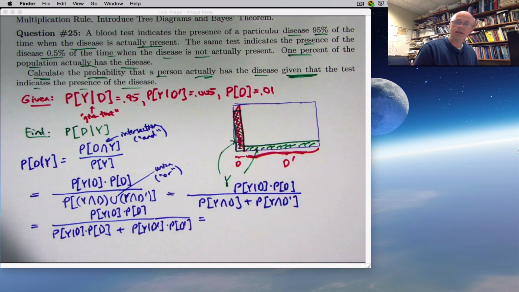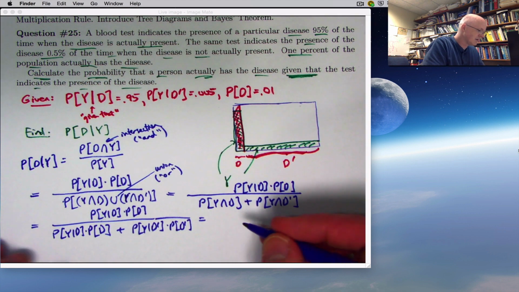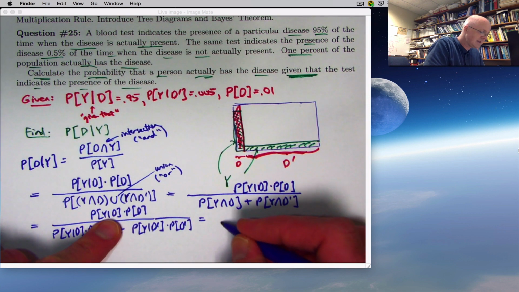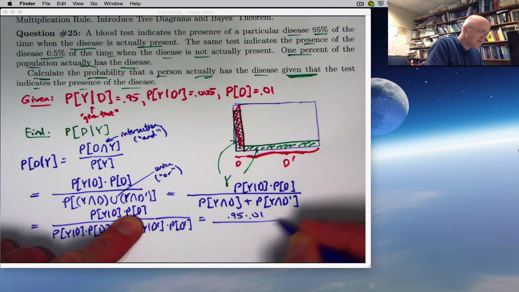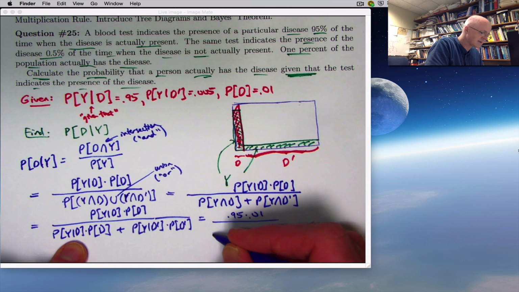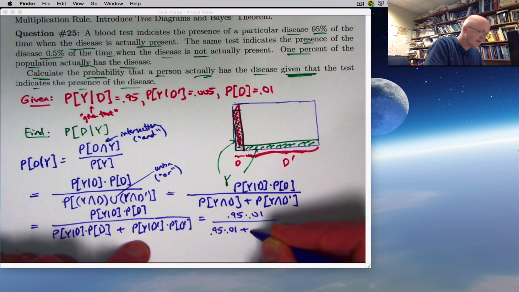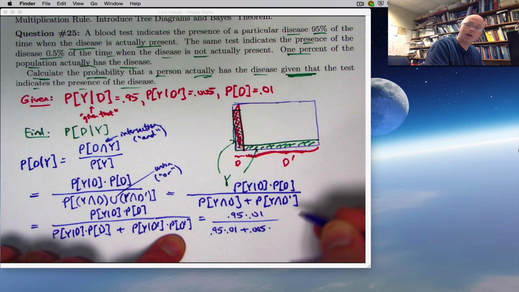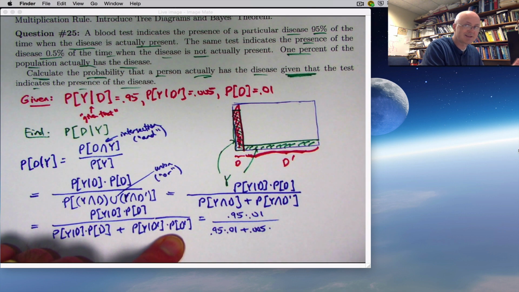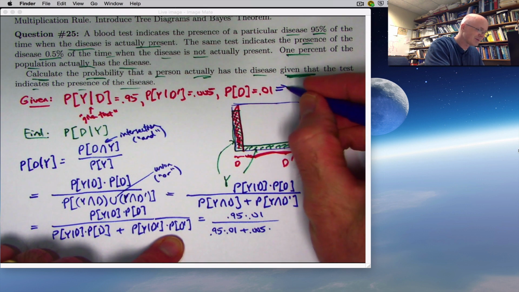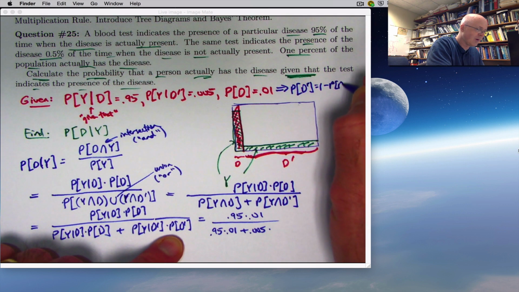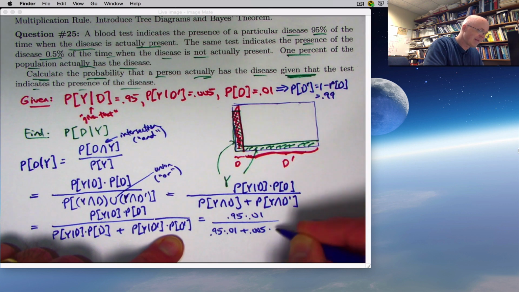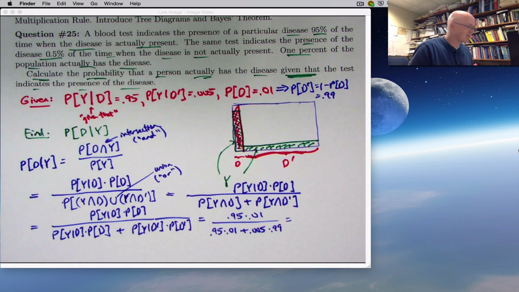And all these numbers that you see in here are numbers that I am given. I know these numbers. Look up here. Okay? P of Y given D, that's the 0.95. P of D, that's the 0.01. In the bottom denominator of the fraction, it's the same product here, 0.95 times 0.01, plus this product is going to be 0.005 times, okay, we don't see P of D prime up here, but I guess I'm using the complement rule as well. P of D prime is going to be 1 minus P of D. 1 minus 0.01 is 0.99. That needs to go there. Okay, so I need the complement rule as well.